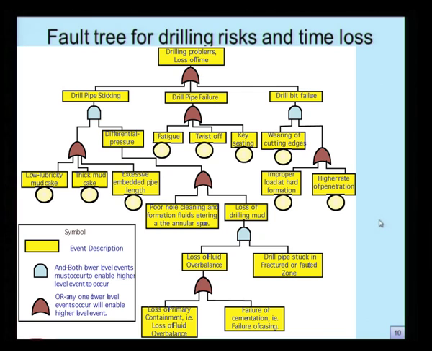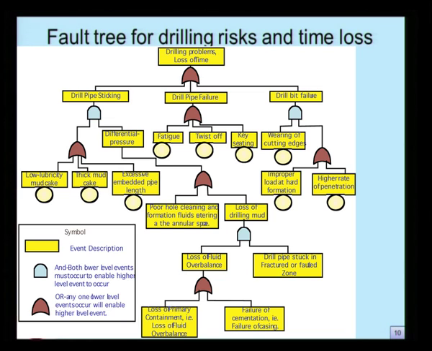Now let us see how we are going to do a fault tree analysis for the drilling risk and the time loss involved. We have already discussed the network layout of a fault tree analysis in the previous module. I think you must have gone through the fundamentals of a fault tree analysis. On the basis of that discussion, we now try to do a fault tree analysis for a drilling risk for the specific problem. The symbols we will use here will be the following.